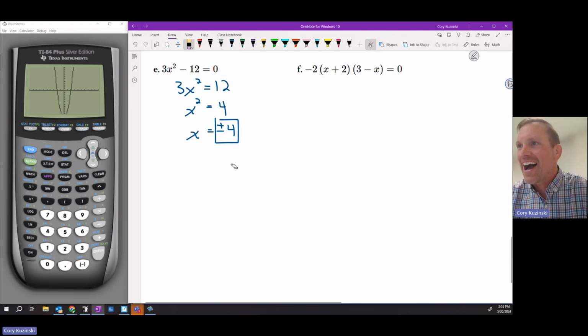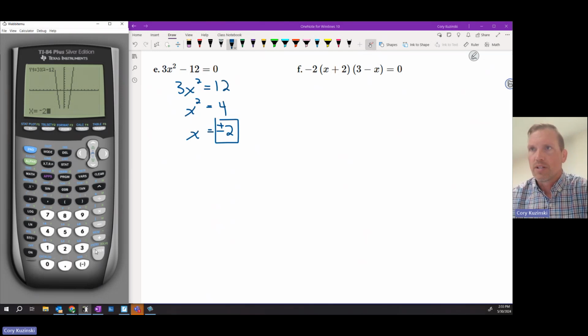Uh-oh. Kaczynski, you're going too fast, buddy. Square root of 4 is 2, not 4. What am I doing? All right, there. Negative 2, positive 2. Trace. Negative 2, positive 2. That's why we check our answers, people. Check your answers.